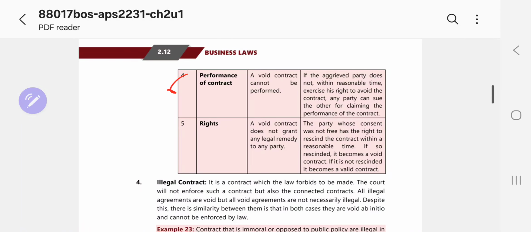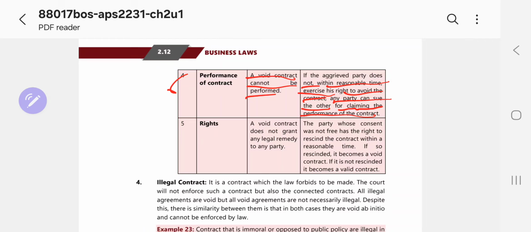Now the fourth one is performance of a contract. A void contract cannot be performed at all because the enforceability of the law is not there and the contract is not a contract. So this contract cannot be performed at all. But in the voidable contract, if the aggrieved party does not within a reasonable time exercise his right to avoid the contract, any party can sue the other for claiming the performance of the contract. If the aggrieved party does not within a reasonable time exercise his right to avoid the contract, then that contract becomes enforceable. Then any party can sue the other party for performance of the contract.